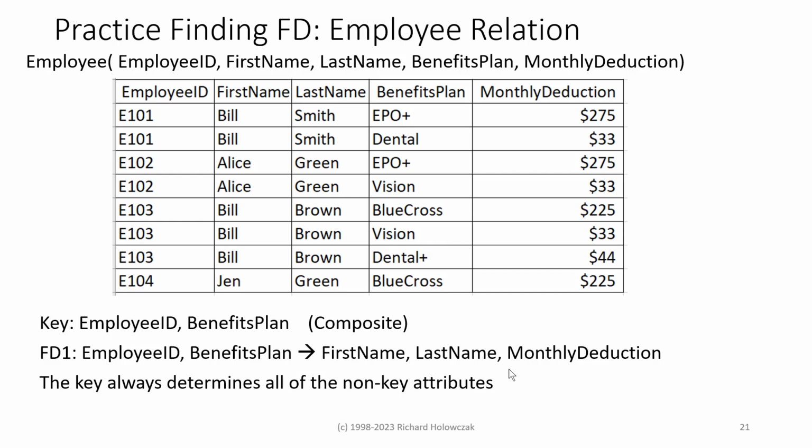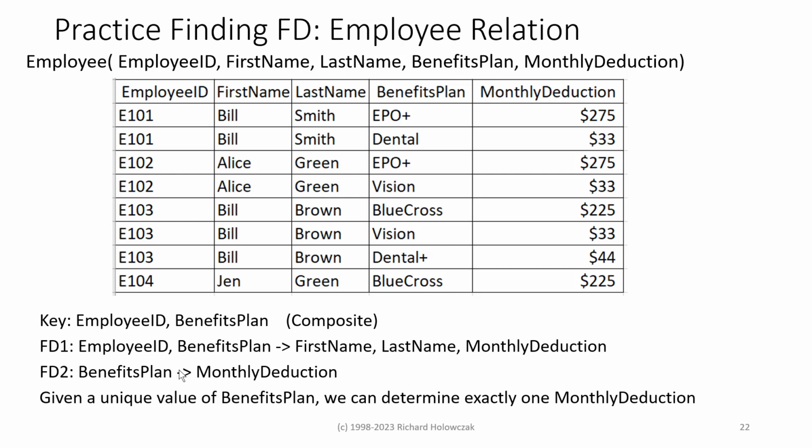The key determines all of the non-key attributes. That's always going to be the case. What else do we see from the data? We can see that if you just have benefits plan by itself, you can determine exactly one monthly deduction. EPO Plus is always $275, dental is always $33, vision is always $33, Blue Cross is $225, and dental plus is $44. So that functional dependency will always work.